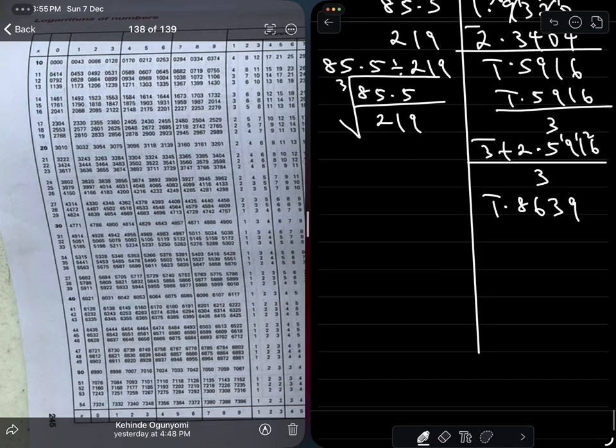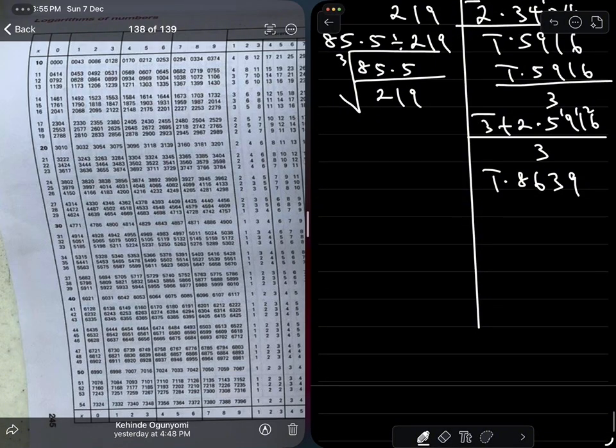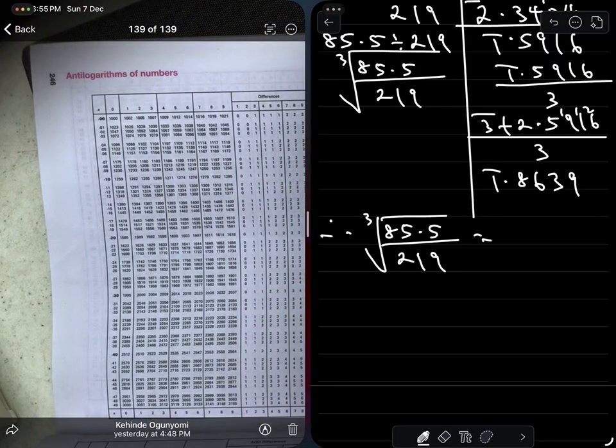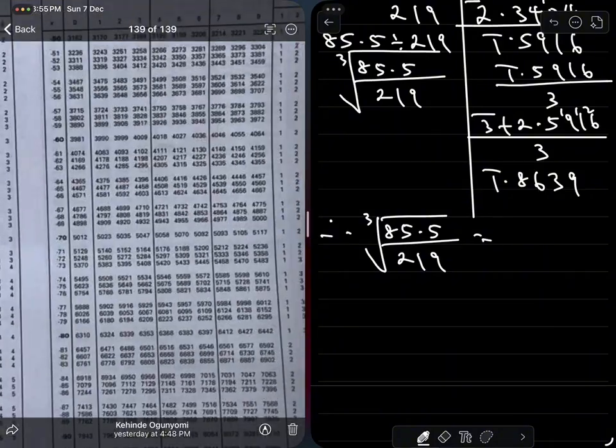So what's the answer now? That's the last thing we need to do. We now go to the answer. Therefore, the cube root of 85.5 divided by 219 is equal to what? Antilog 86 under 3 difference 9. Do you understand that? Yes. 86 under 3 difference 9. There you go.